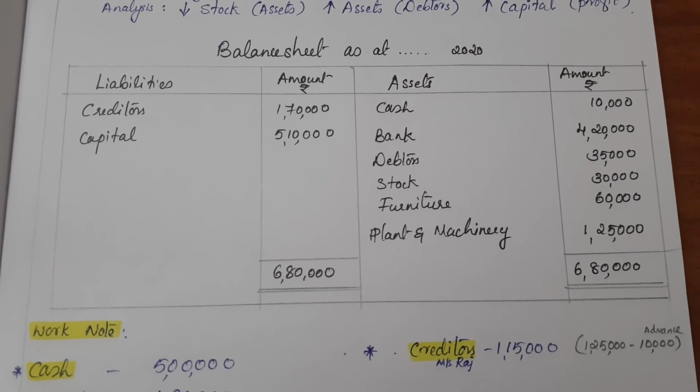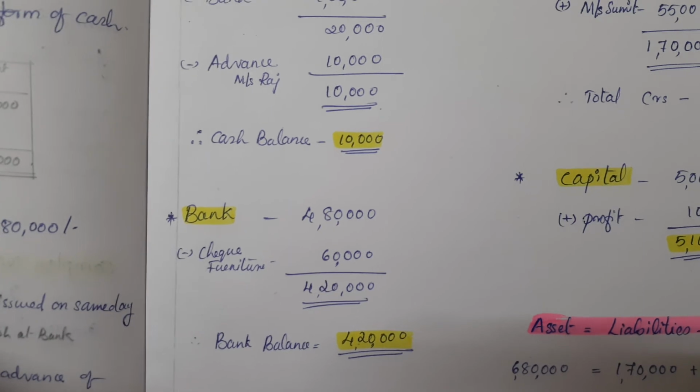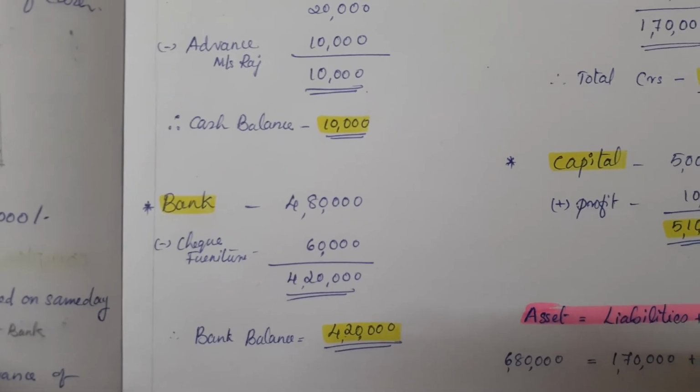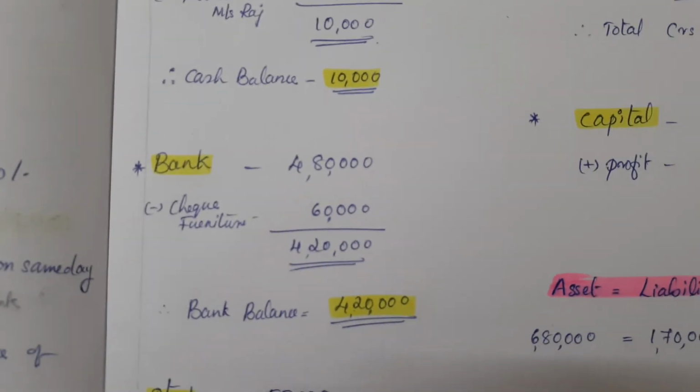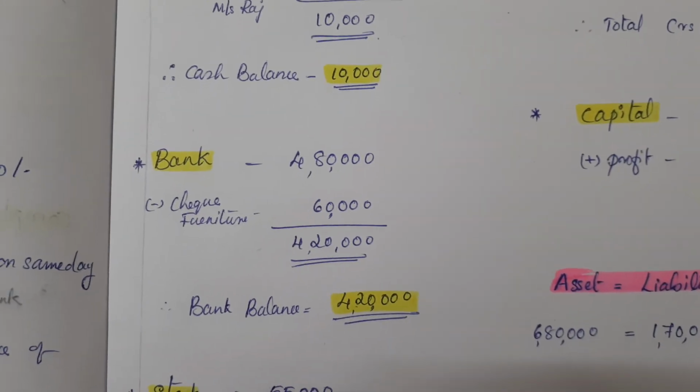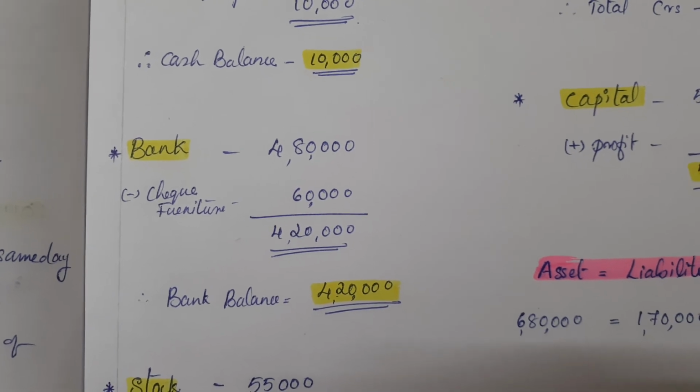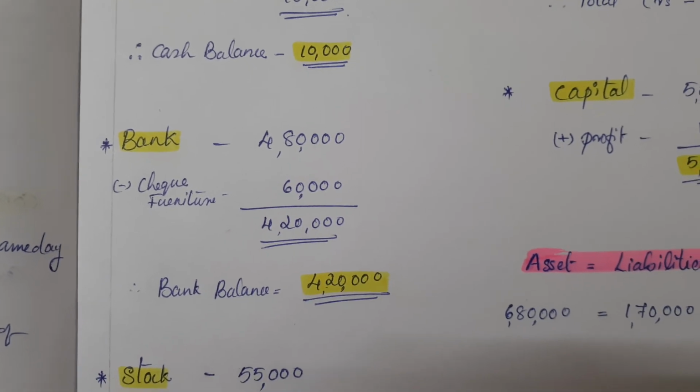Next is bank 4,20,000. Actually we deposited 4,80,000 in the bank. Then when we bought furniture, we gave a check worth rupees 60,000. So we are deducting that amount, and the balance is 4,20,000. That is the bank balance.